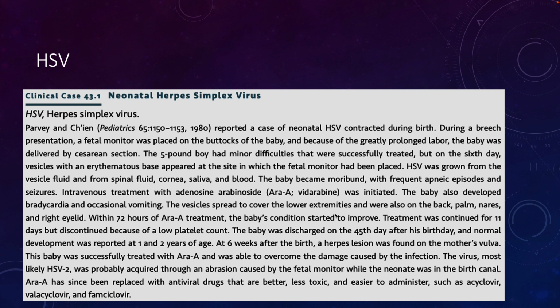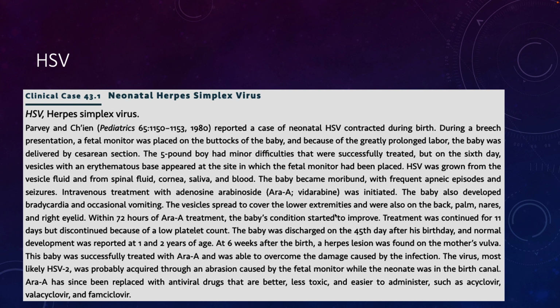So the 5-pound boy had minor difficulties that were successfully treated, but on the 6th day, he developed lesions with a red base at the site where the fetal monitor had been placed, so on his butt. Herpes simplex virus was grown from the vesicle fluid and the spinal fluid, cornea, saliva, and blood. The baby had trouble breathing, had seizures. They started treatment with what are called nucleoside analogs. So these are basically drugs that look a lot like a nucleotide, so that when the virus is trying to replicate, it incorporates this drug into the DNA, which stops the DNA from being able to be replicated. So it's like a replication inhibitor.